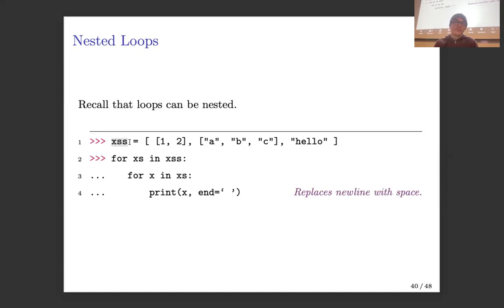Okay, so here's 2 loops. And I'm saying for x's in x's. So the outer loop is actually grabbing individual lists.